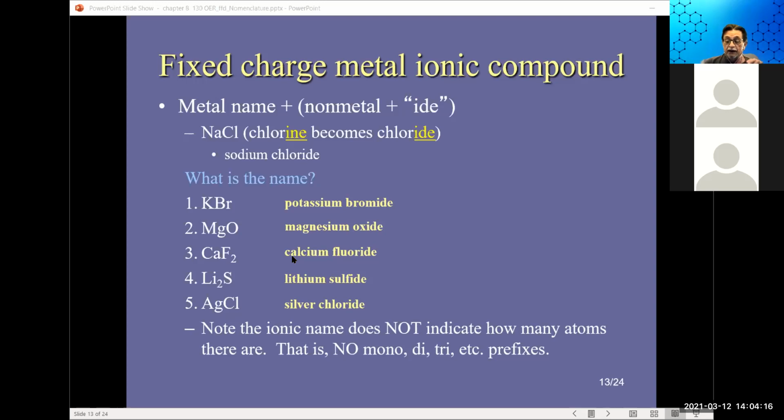Anyway, no prefixes for ionic compounds. Yes, prefixes for covalent compounds. I repeat, ionic compounds, no prefixes. Covalent compounds, yes, prefixes. Hence, carbon dioxide, carbon monoxide, and so on and so forth. We'll learn more on that here in a bit.